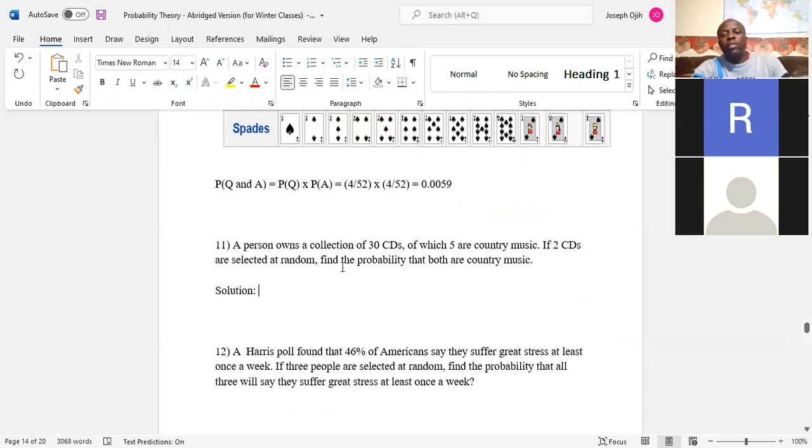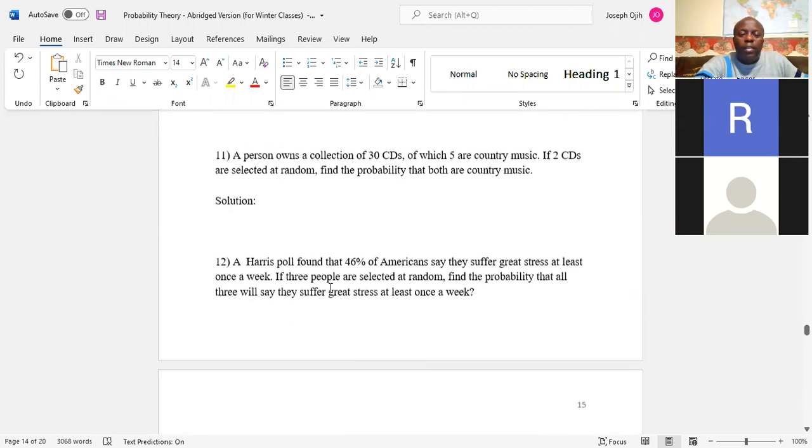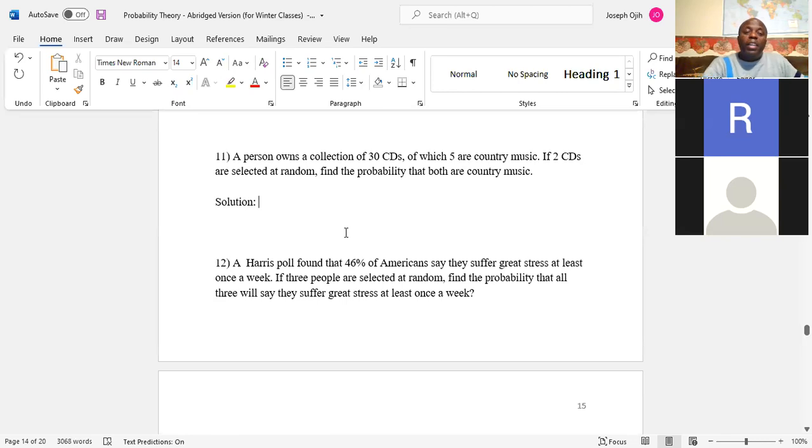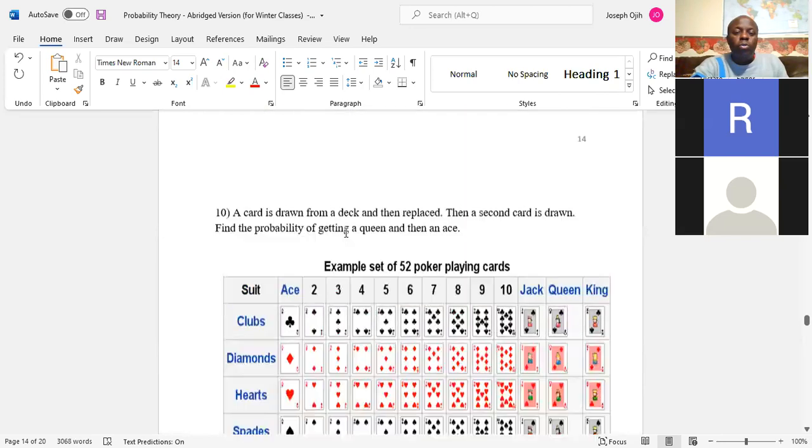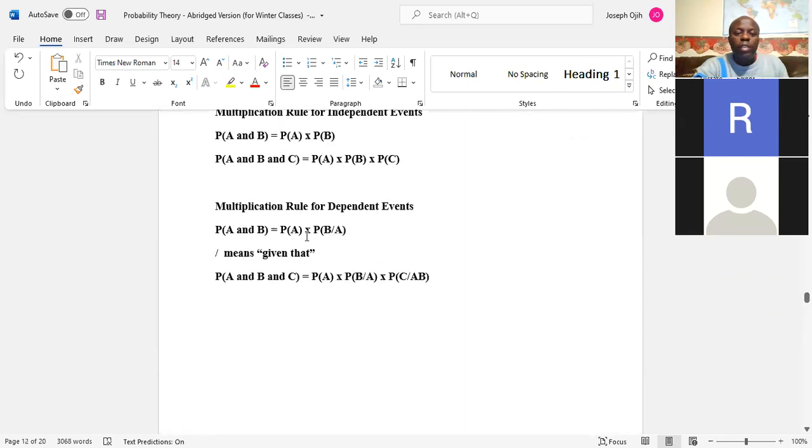Let's look at this one. A person owns a collection of 30 CDs, of which 5 are country music. If 2 CDs are selected at random, find the probability that both are country music. Now, it didn't tell us whether they replaced the CD before they make the next selection. He didn't say that, so we assume that they are not replaced, which means we're going to use the multiplication rule for dependent events this time.